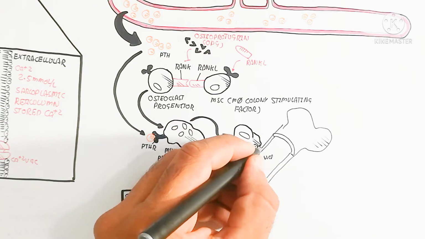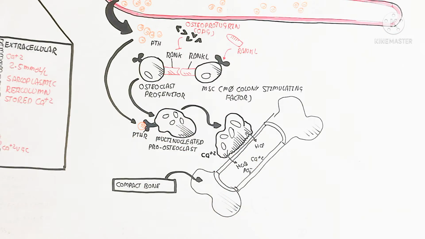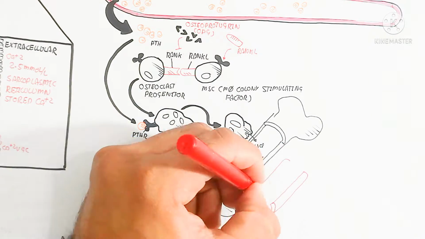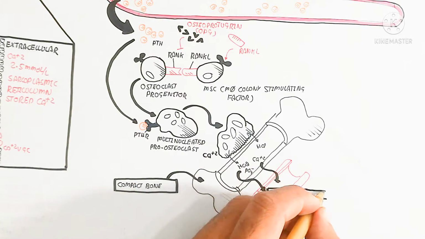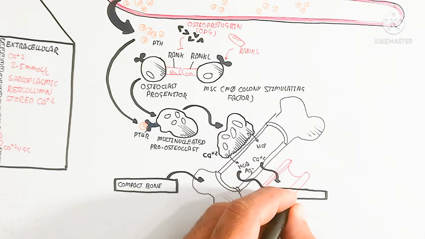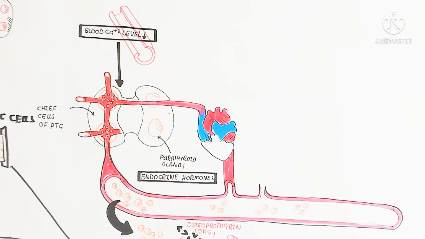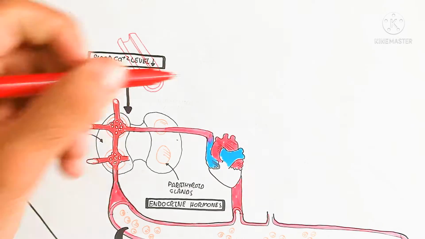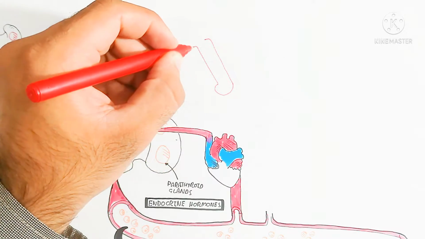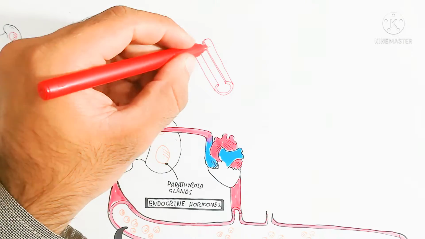Pro-osteoclast will become a mature osteoclast. So this is hydrochloric acid secreted into the bone to dissolve the phosphate as well as the calcium. In this way, through positive feedback, the calcium will be increased. When the calcium level in the blood increases, it inhibits the production of more parathyroid hormone. So in this way the negative feedback can occur.